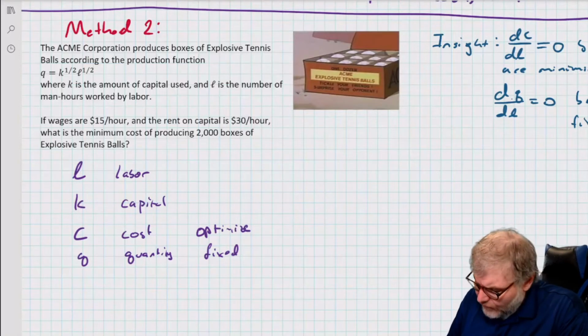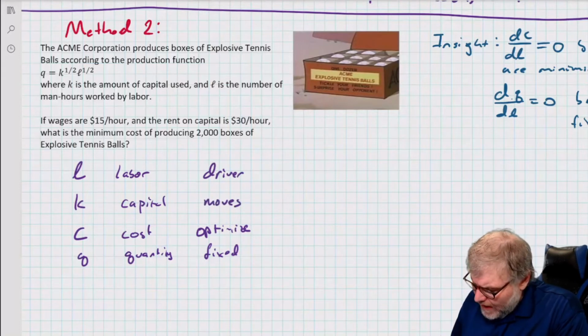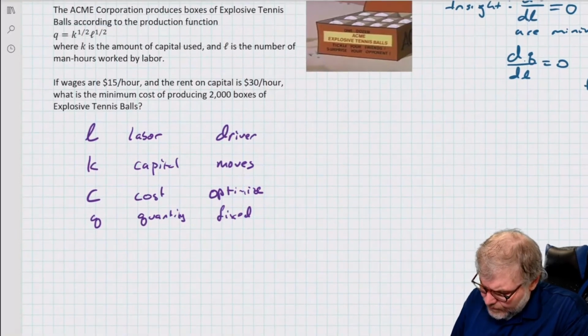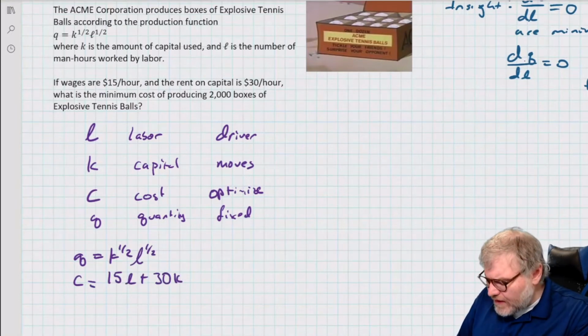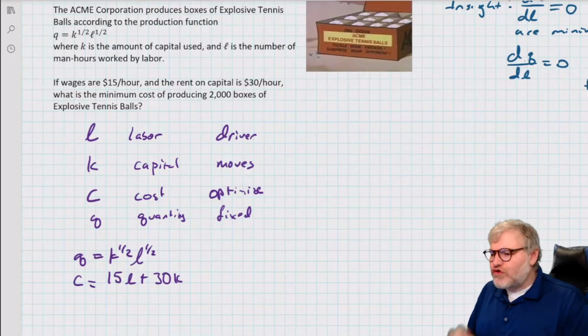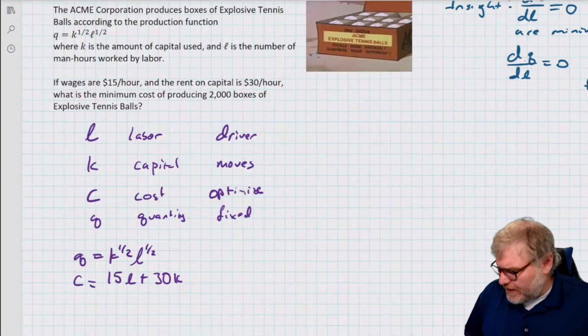Since I used L before, I'm going to pick it. I'm going to pick L. And then I've got two equations here. I've still got Q, and I also have C equals. All right, so I've still got these two equations, but instead of solving one of them for the other variable, I'm just going to take the derivative of everything.